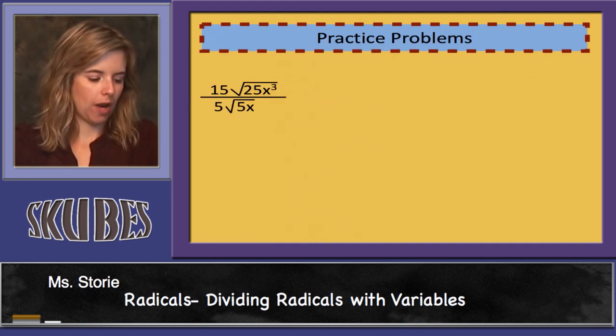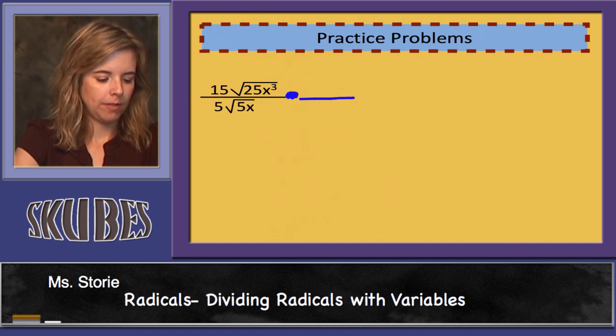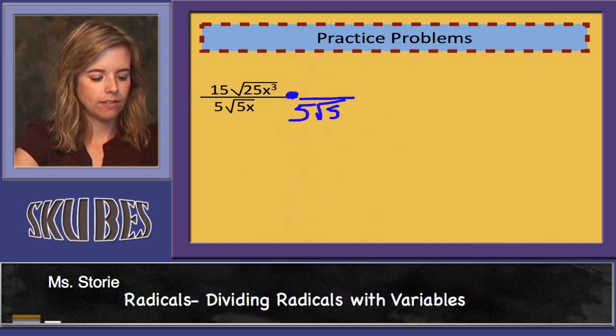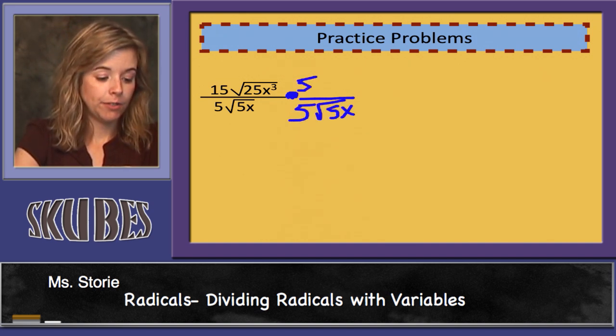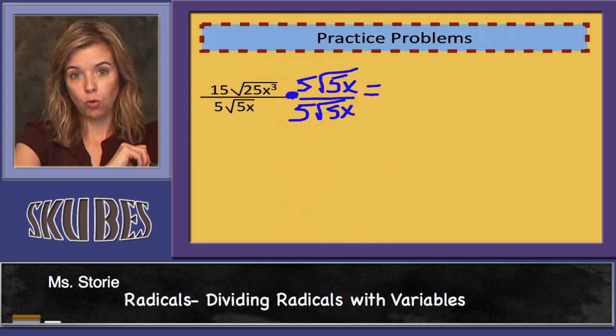Okay, so let's look at another problem. Now we're going to take this one, not dividing it, we're going to multiply by the denominator. So it's 5 radical 5x. And whatever you do to the bottom, you do to the top. Keep the fraction equivalent. When you're multiplying out fractions, you are simply multiplying across.